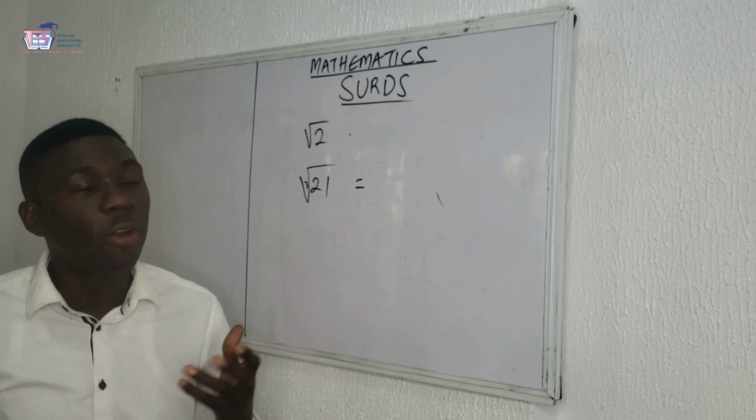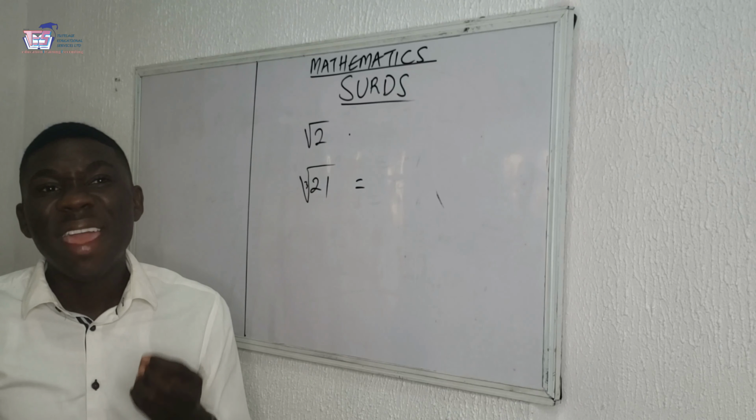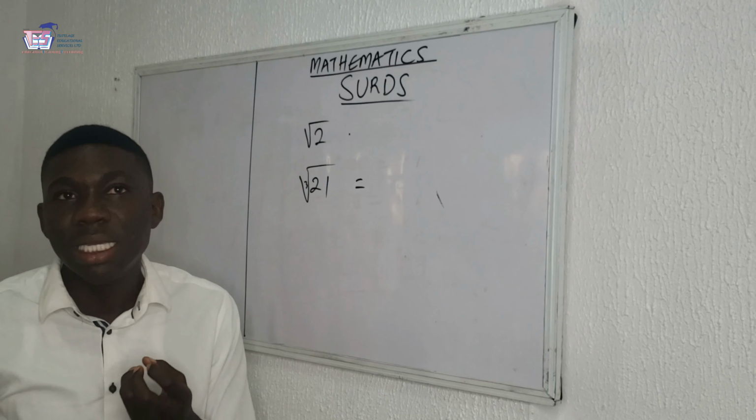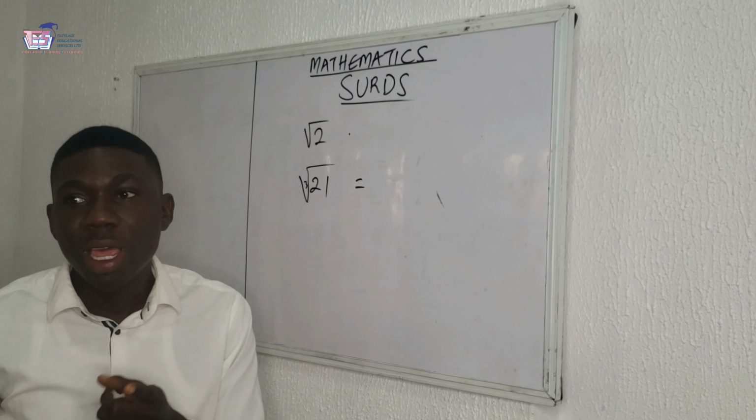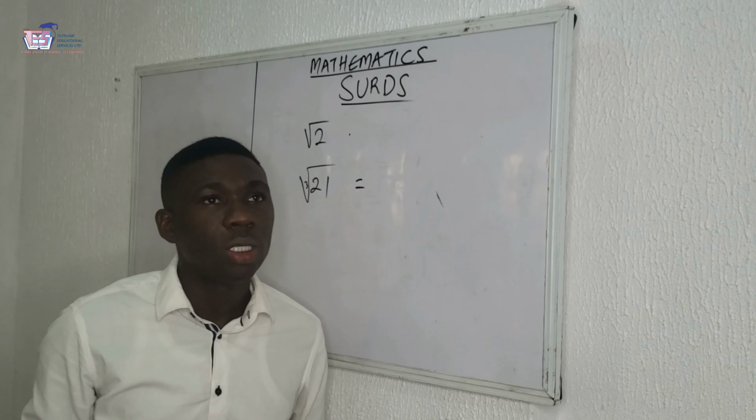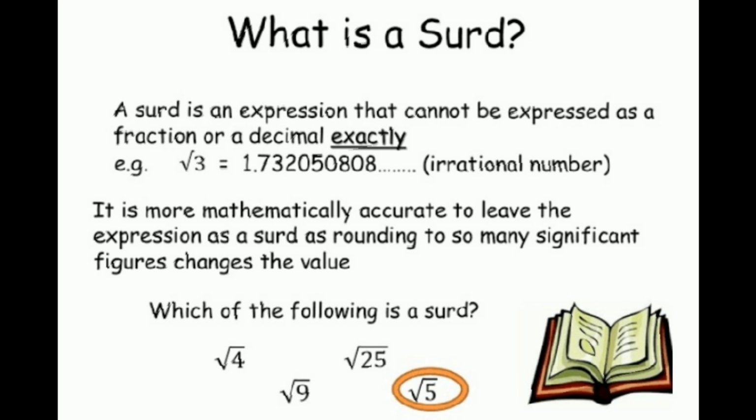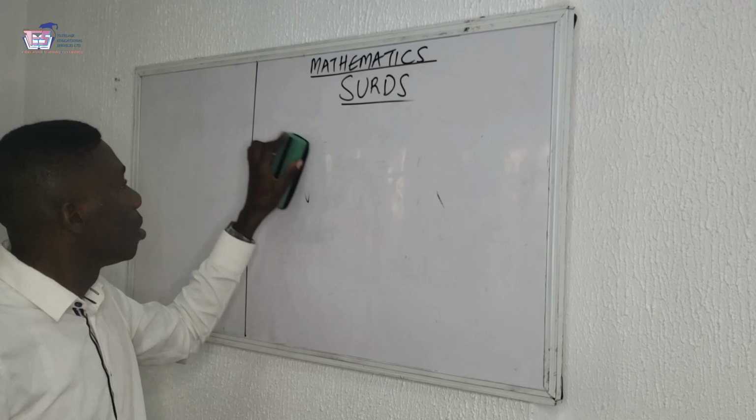So these roots, for example, do not have exact values. That is, their values are irrational. Now, what is a surd? A surd is an expression that cannot be expressed as a fraction or a decimal exactly. For example, the square root of 3.